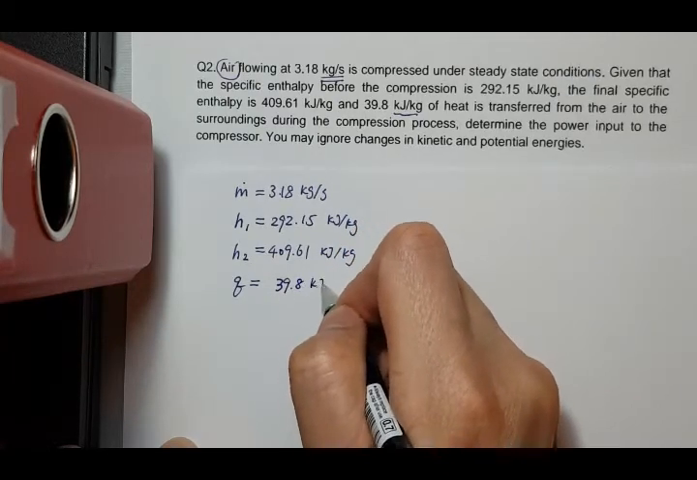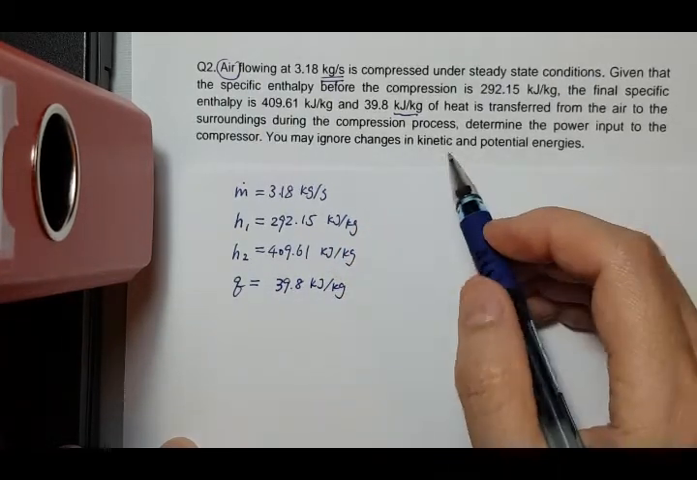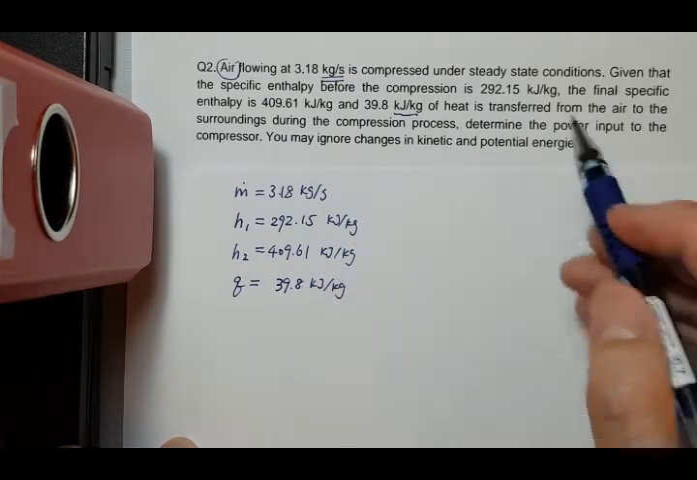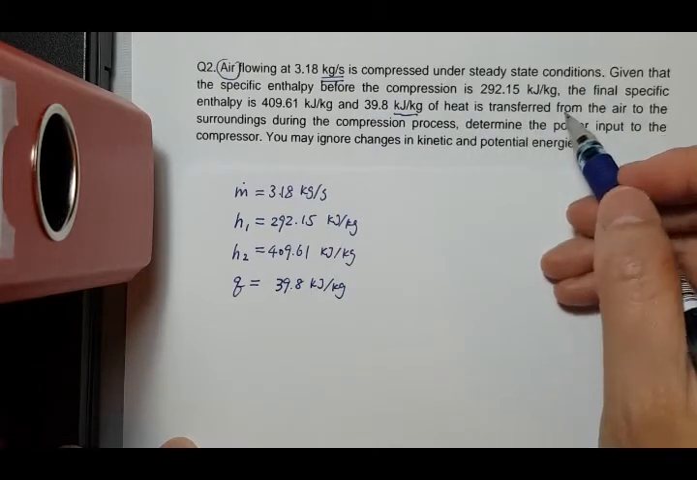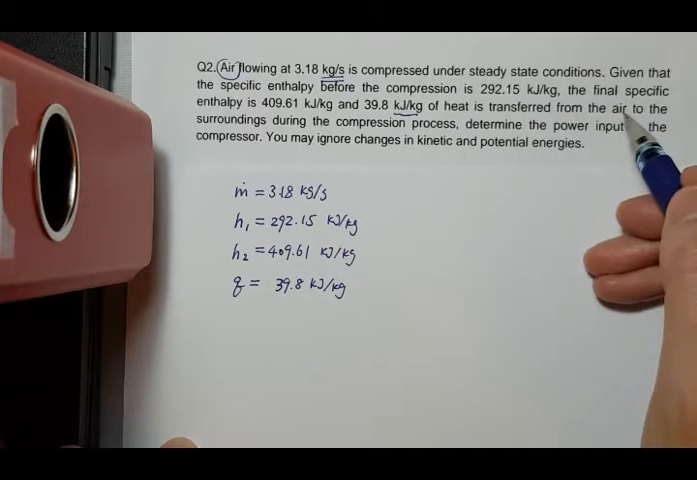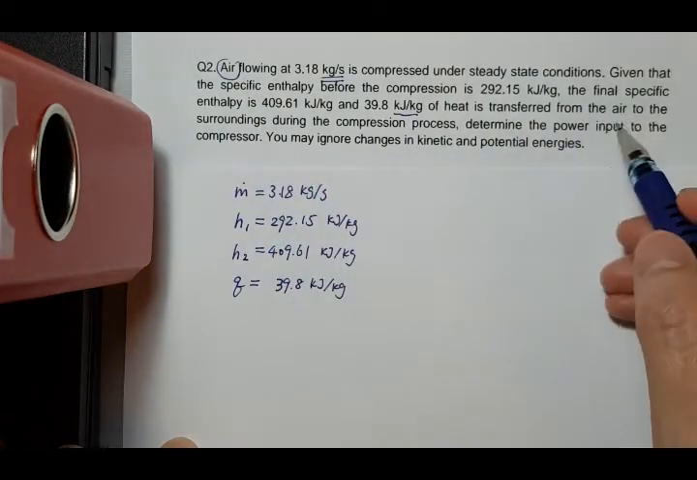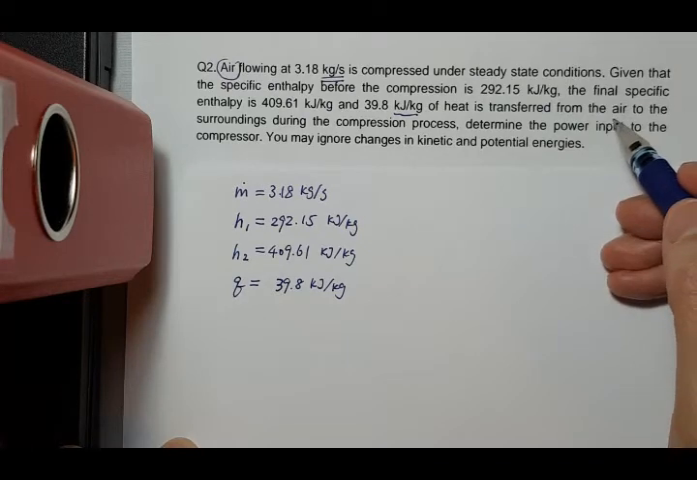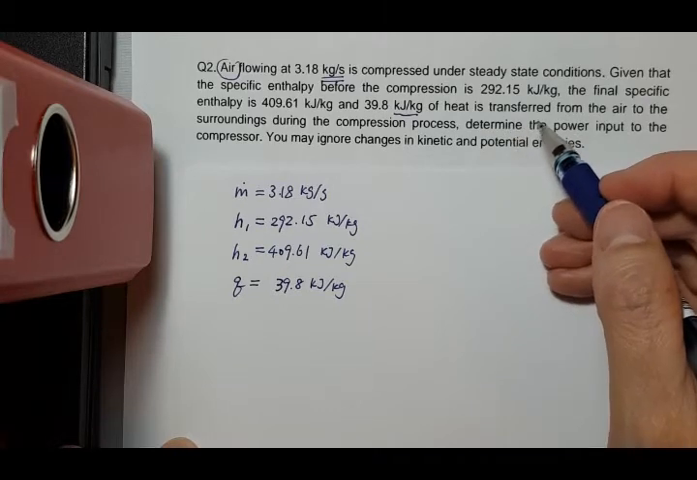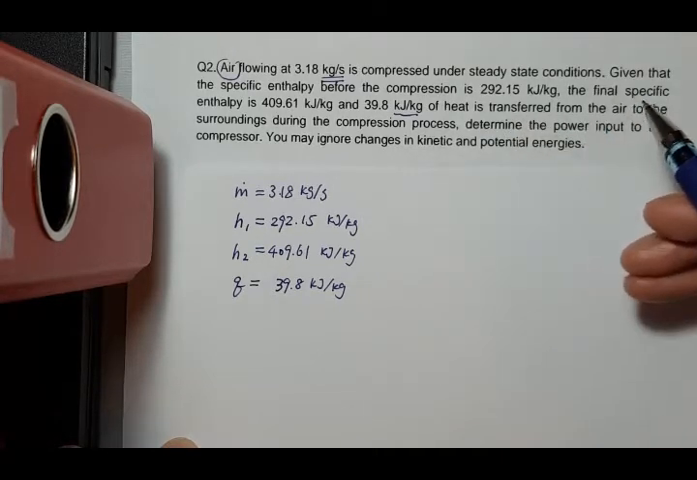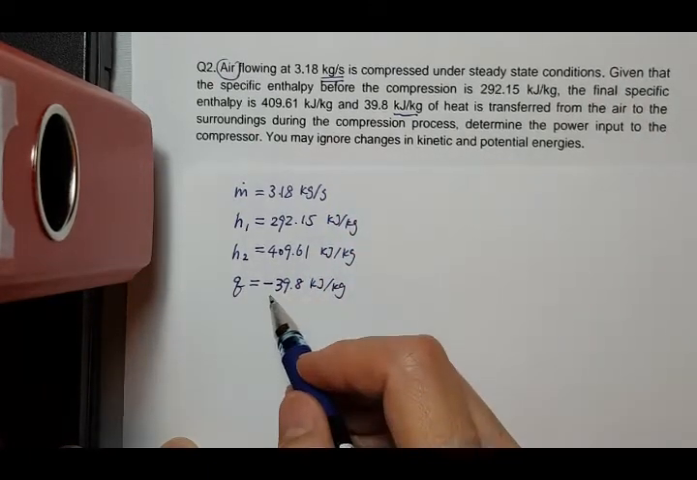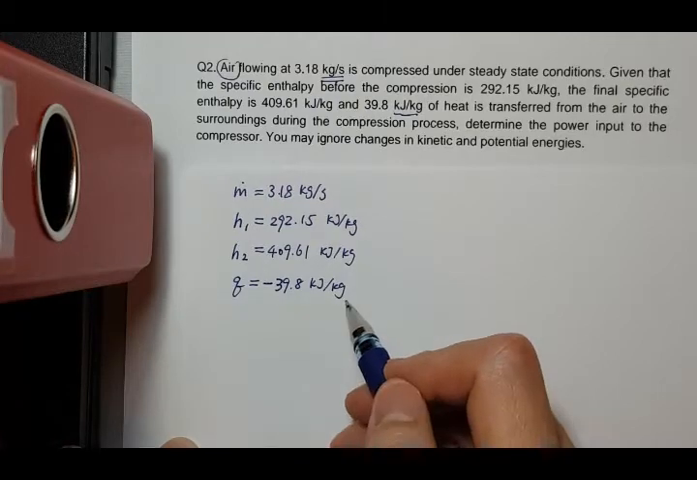39.8 kilojoule per kilogram. Also, we need to think about the sign for that heat transfer. You can see here, heat is transferred from the air, so basically from the system to the surroundings. This is the opposite way compared with how an engine works, because in the engine, the heat is transferred into the system. So it's a different way, and it must have a negative value. Here you need to be very careful that the Q has a negative sign.